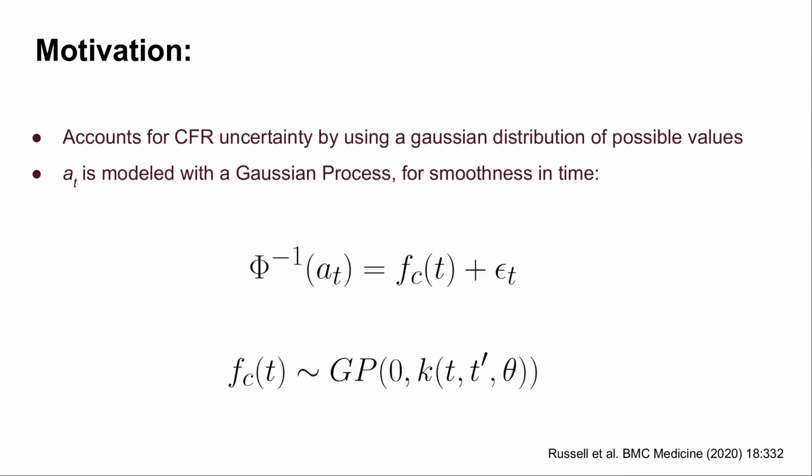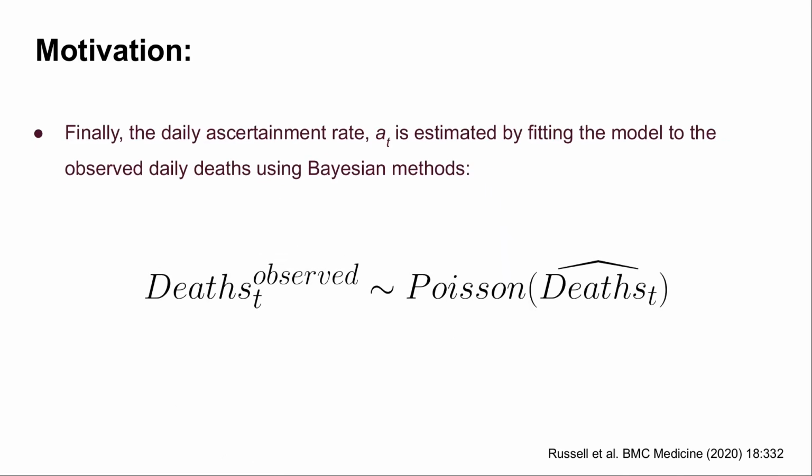This model also accounts for uncertainty in the baseline case fatality rate by using a Gaussian distribution of possible values. Also, the daily ascertainment rate, A sub t, is modeled with a Gaussian process which gives it smoothness in time, as shown in the formulas below. Finally, the daily ascertainment rate, A sub t, as well as the uncertainty around this parameter, are estimated by fitting the model to the observed daily deaths using Bayesian methods, where we assume that the deaths observed at each day follow a Poisson distribution with parameter equal to the expected number of deaths for that day obtained from the model.